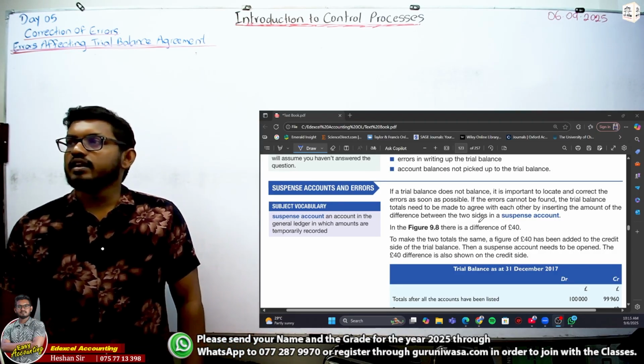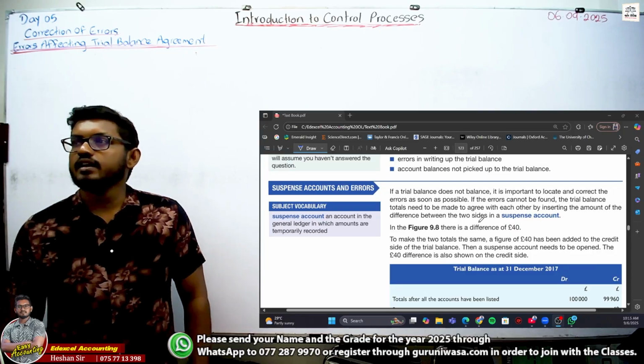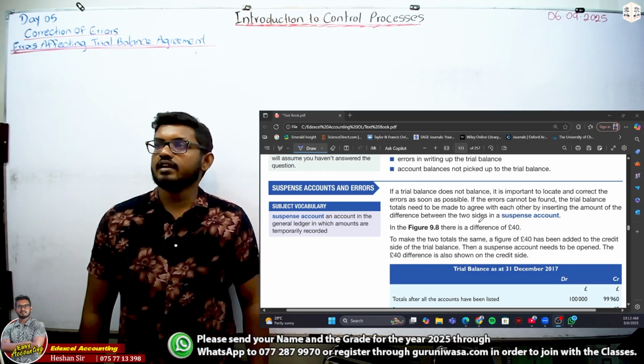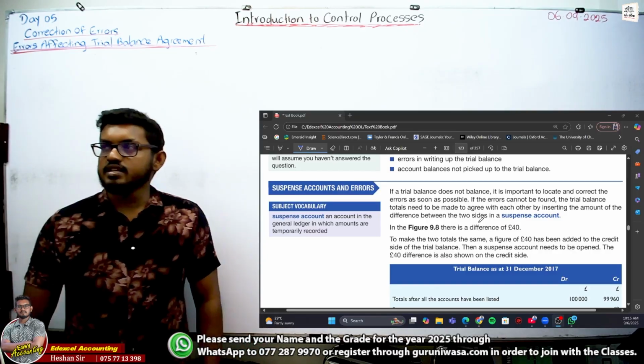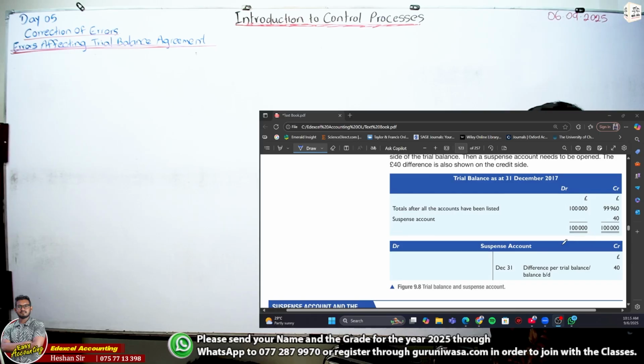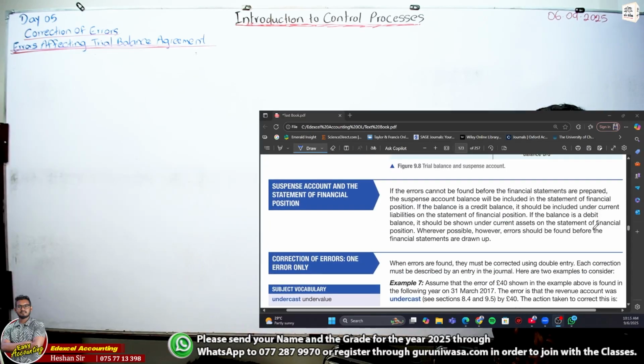In the figures, there is a difference of 40, right? To make the totals the same, the figure 40 has to be added to the credit side of the trial balance. The suspense account needs to be opened, and the difference is also shown on the credit side. You can see the credit side is the lower side. So I told you we take the base as the higher value side and we balance it. The difference is recorded by opening a new account as the suspense account, on the same side of the trial balance, right?